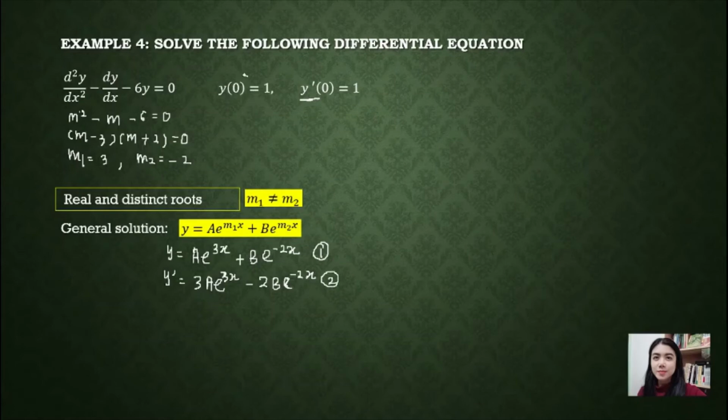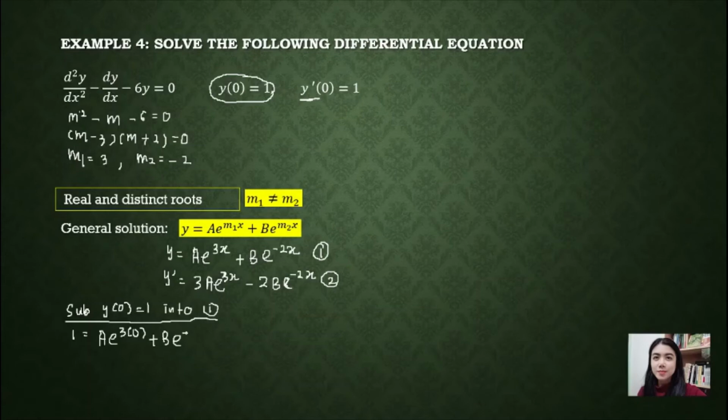So the first initial condition that we have here is actually y(0) equal to 1. So let's just substitute y(0) equal to 1 into your equation number 1. So if you substitute into equation number 1, it means that your y is actually equal to 1. And you will have a e^(3x), the x here is actually 0, plus b e^(-2x), the x is 0.